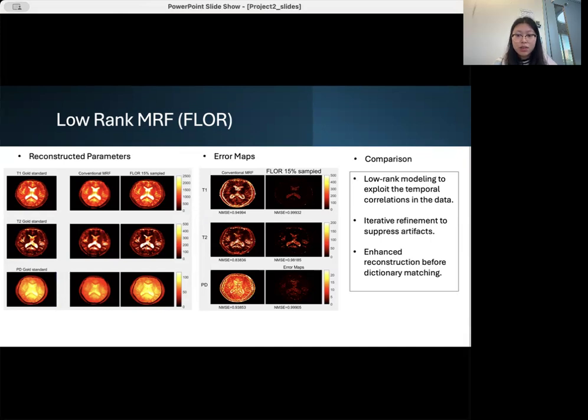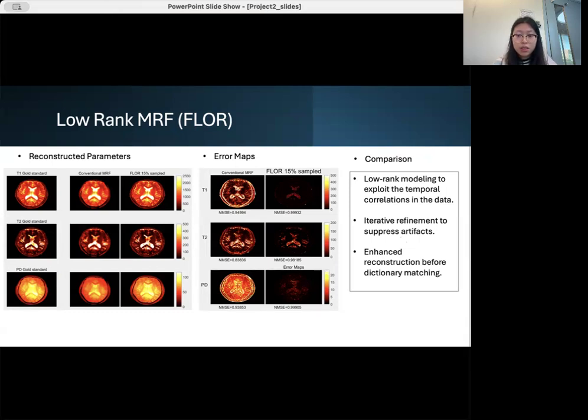It exploits the temporal correlation in the data, and FLOR uses an iterative optimization process that includes gradient descent for data consistency and singular value decomposition to enforce low-rank constraints. This process suppresses artifacts, ensuring that the reconstructed signal remains clean and closer to the true signal evolution before matching it to the dictionary.